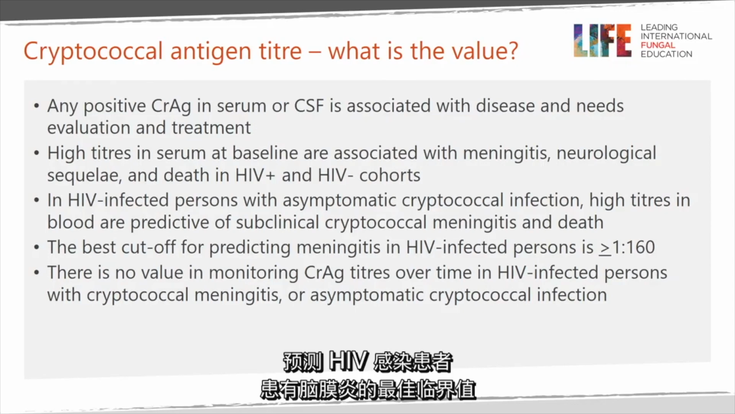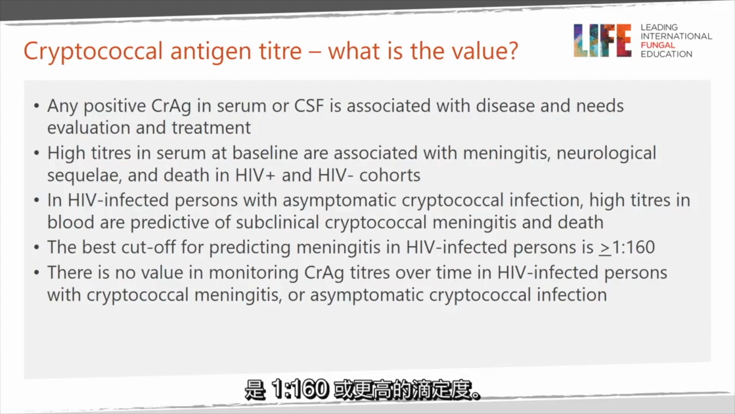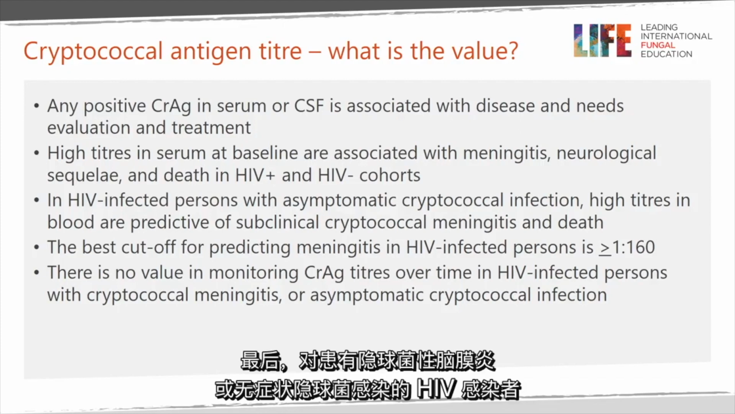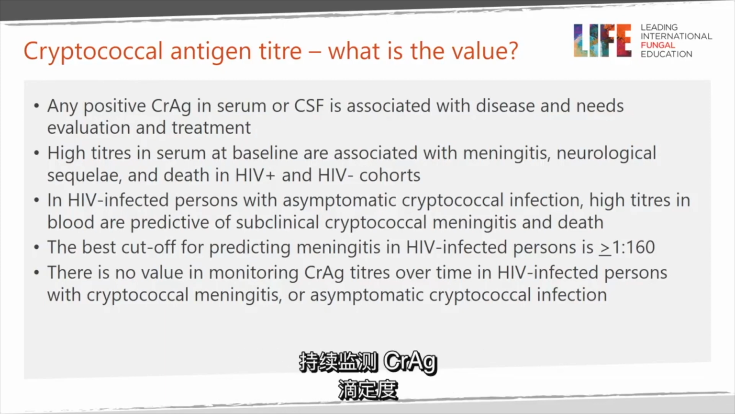The best cutoff for predicting meningitis in HIV-infected persons is a titer of 1 to 160 or greater. Finally, there is no value in monitoring CrAg titers over time in HIV-infected persons with cryptococcal meningitis or asymptomatic cryptococcal infection.